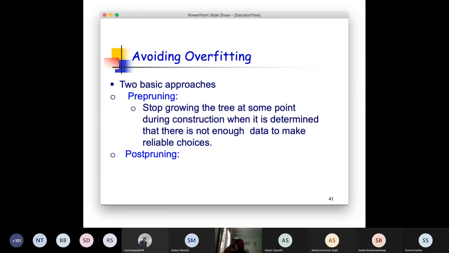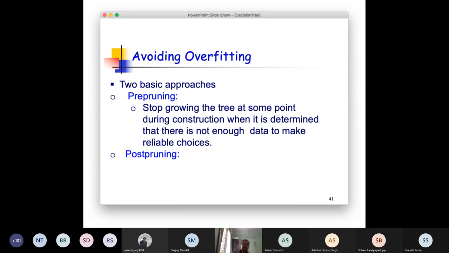So that is what stops growing the tree at some point during construction, when it is determined that there is not enough data to make reliable choices. And in that case, as I mentioned, as a policy, since you are not growing, you make it a leaf node, but there are still mixed levels, mixed training examples. So you have to assign one level, and it is the majority of the levels.